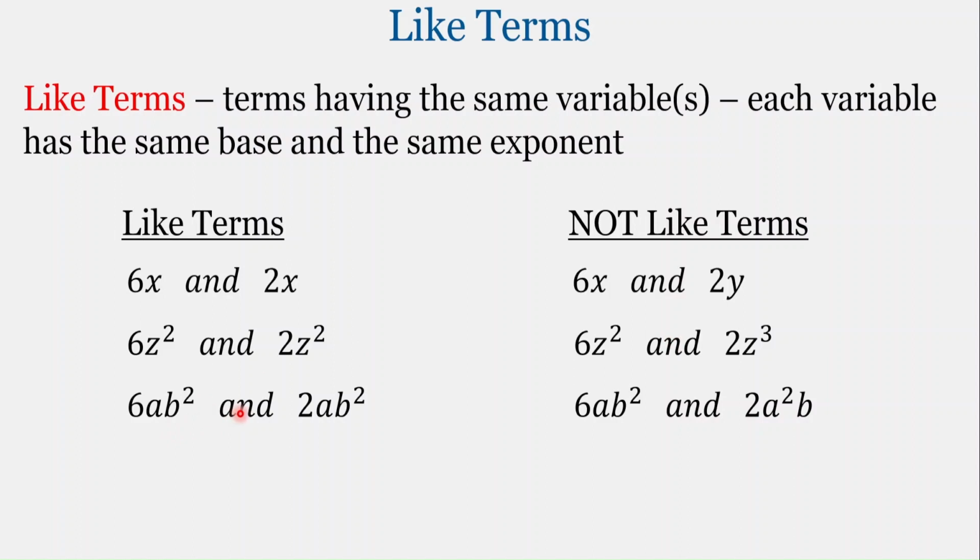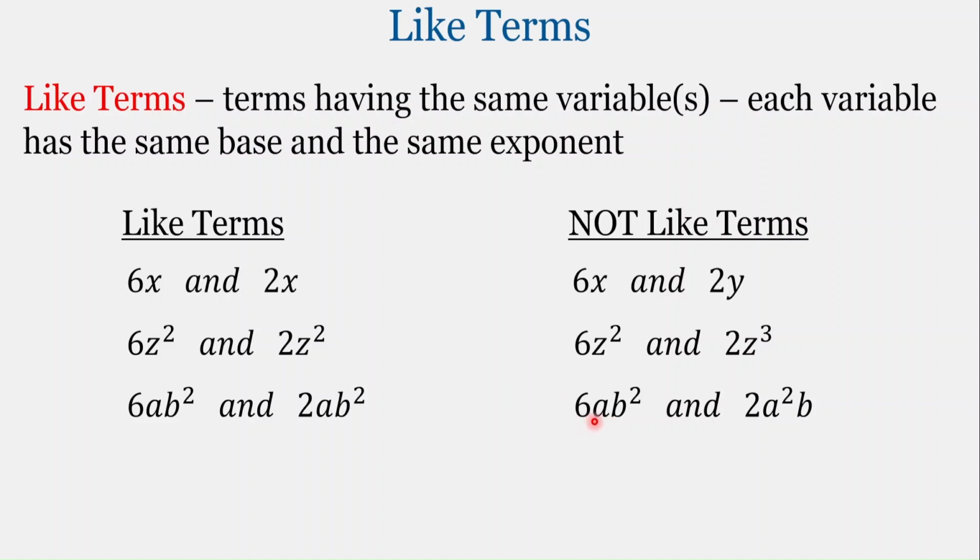And for this third example, we have 6ab squared and 2ab squared. We have the variable a raised to the first power in the first term, and the variable a raised to the first power in the second term. Those are the same. And then the second factor is b squared. So we have the base b raised to the second power in both terms. They are both ab squared.